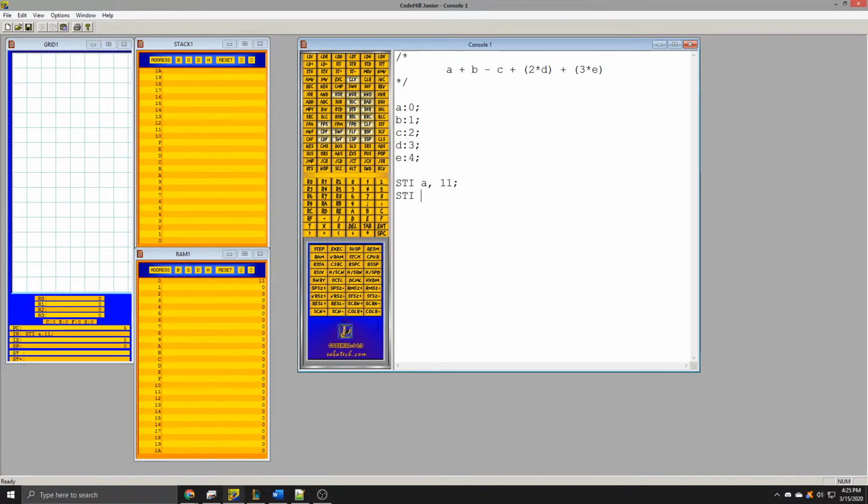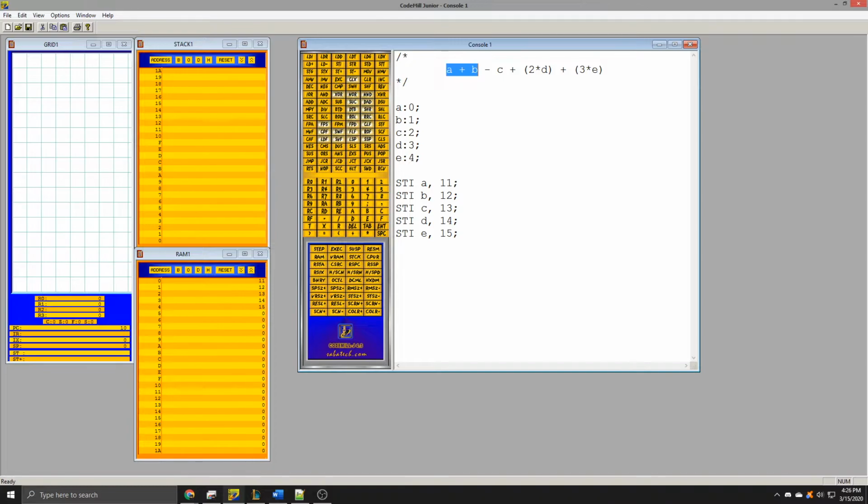And store in B the value 12, C 13, and store in D 14, and store in E 15. So at B, which is address number 1, it's going to store in the value 12, and so on. And now I can start writing my equation.